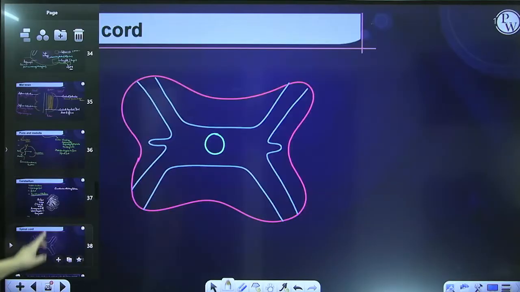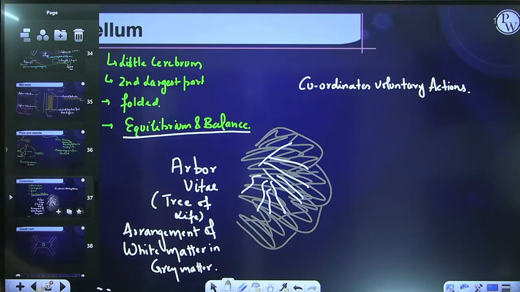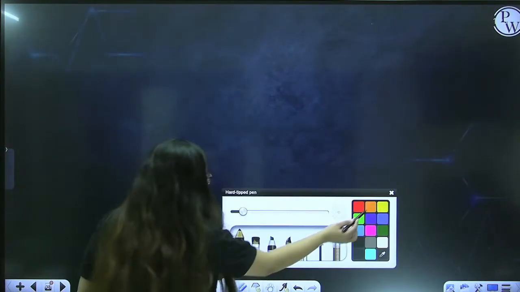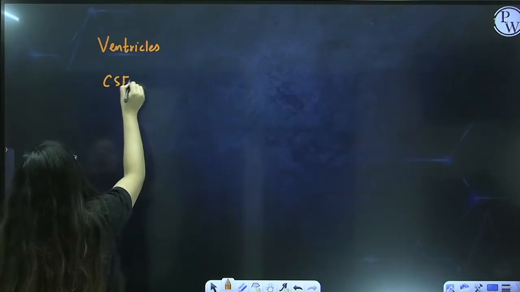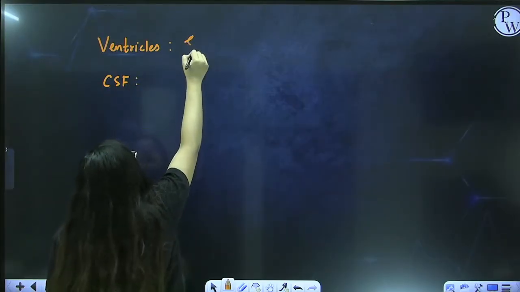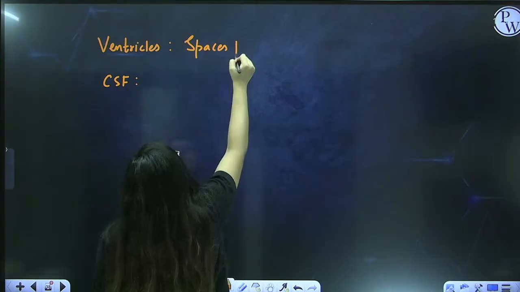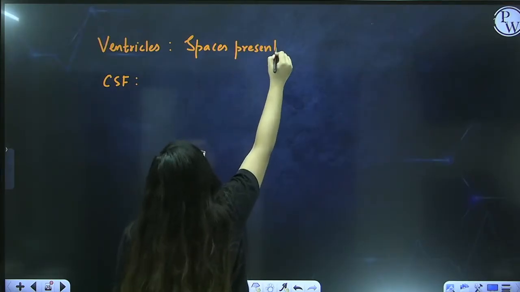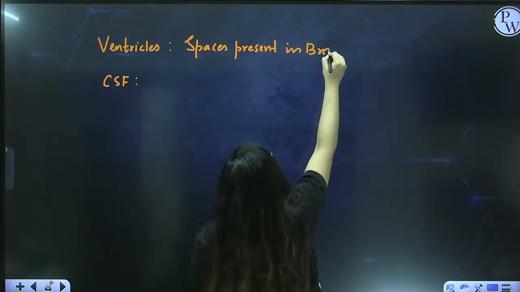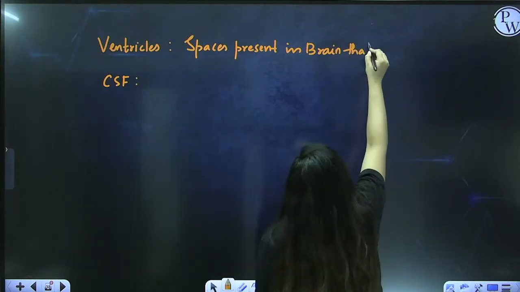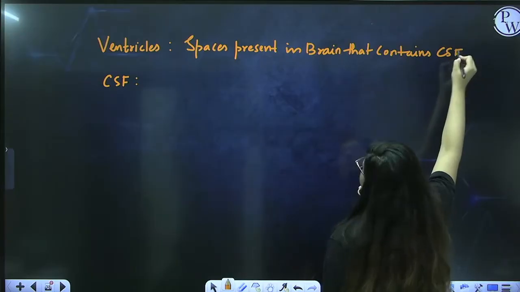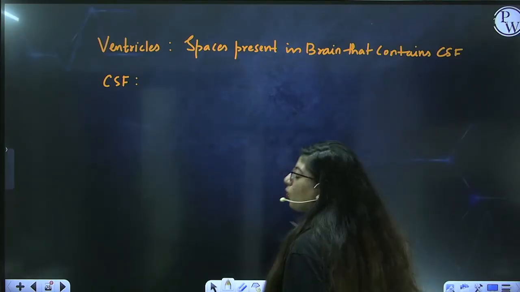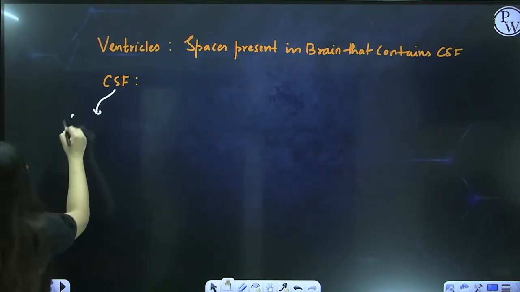Now let's talk about ventricles. What are ventricles? Now here we are going to talk about two things. One is ventricles, another is CSF. Okay, ventricles are the spaces present in the brain that contain CSF. Now, what is CSF? It's the cerebrospinal fluid.